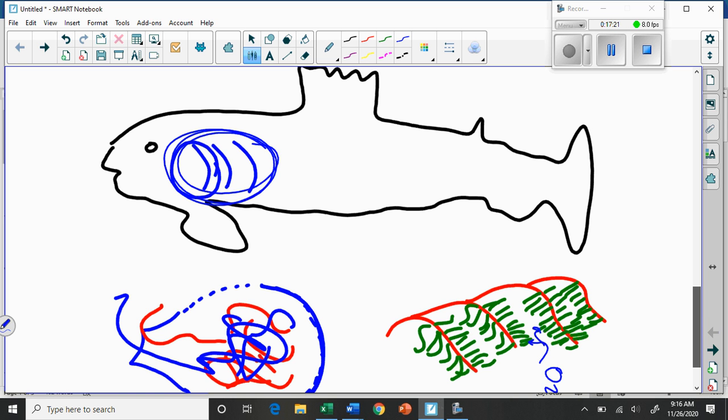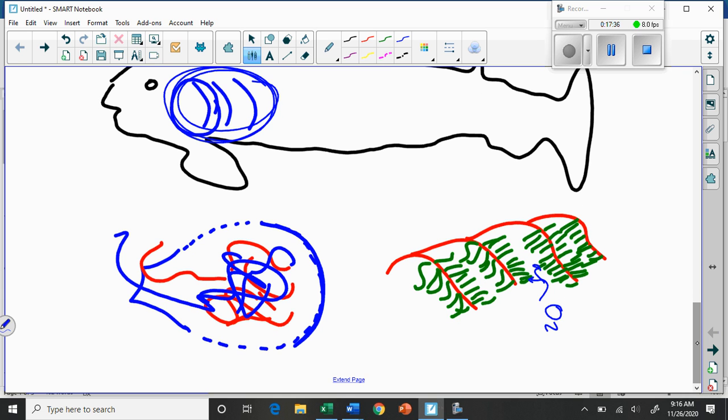And the circulatory system contains a molecule that is able to grab and hold on to oxygen and carbon dioxide. Not every animal uses the same molecule. Humans and animals use hemoglobin, but some animals use different molecules, but they all serve the same purpose.